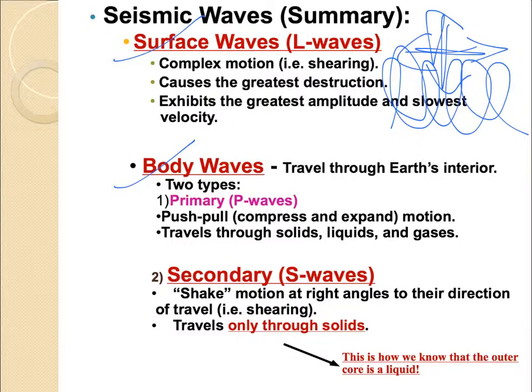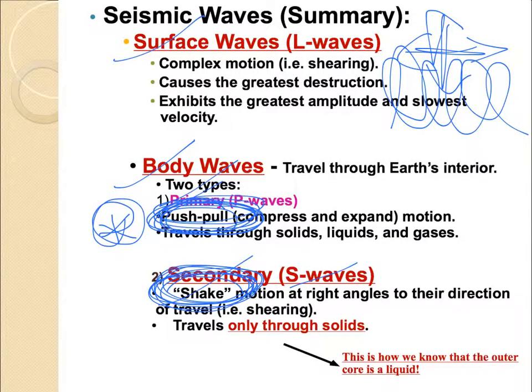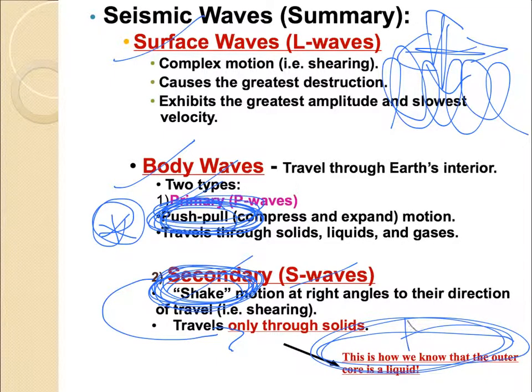Your body waves are your P waves and your S waves, which we call primary waves and secondary waves. Your secondary waves are more shaking at right angles but still moving forward, and your primary waves are more push-pull, compress, expand, compress, expand. The biggest thing is that your P waves go through solids, liquids, and gases, but your secondary waves only go through solids, and this is how we know that the outer core of the Earth is a liquid, and that is your multiple choice item.